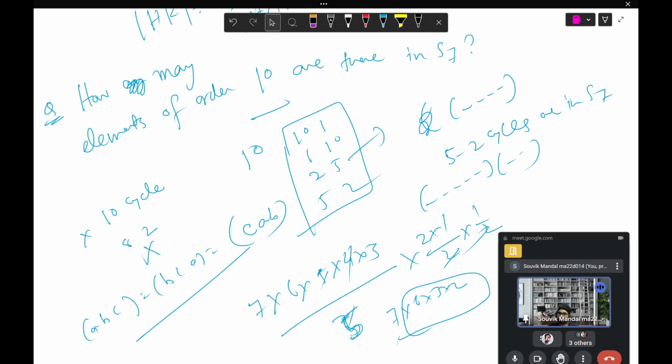Now you can break it further. Can a 5 cycle be broken? No. And 10 can be written only as 2 into 5. So for order 10 elements we have only one possible choice, a 5 2 cycle or 2 5 cycle, but both are the same because we are considering disjoint cycles. That's why we only need to calculate the number of 5 2 cycles in S7, and this is what we have calculated. You understand?